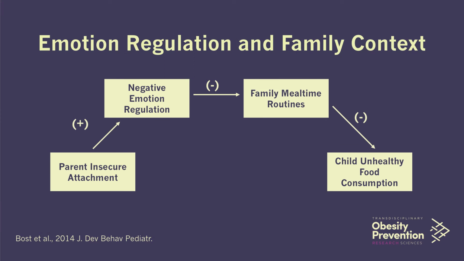In this next study, they found that parents who had insecure attachment relationships, that is, they kind of expected to be rejected by others, were more likely to respond in a negative way to their child's signs of distress. And when they did that, their mealtime routines were disrupted, and their children were more likely to eat unhealthy foods. So you can see there are multiple systems at play here that predicted the child's consumption of unhealthy foods.